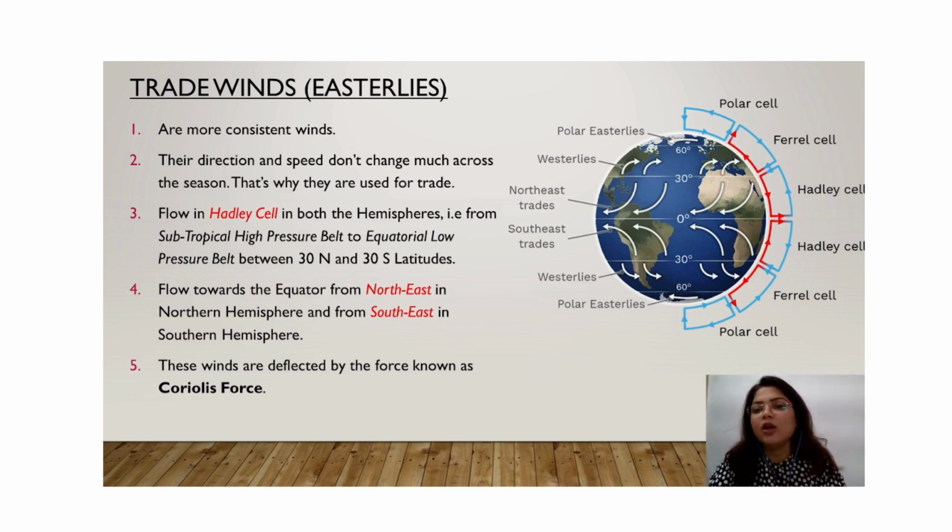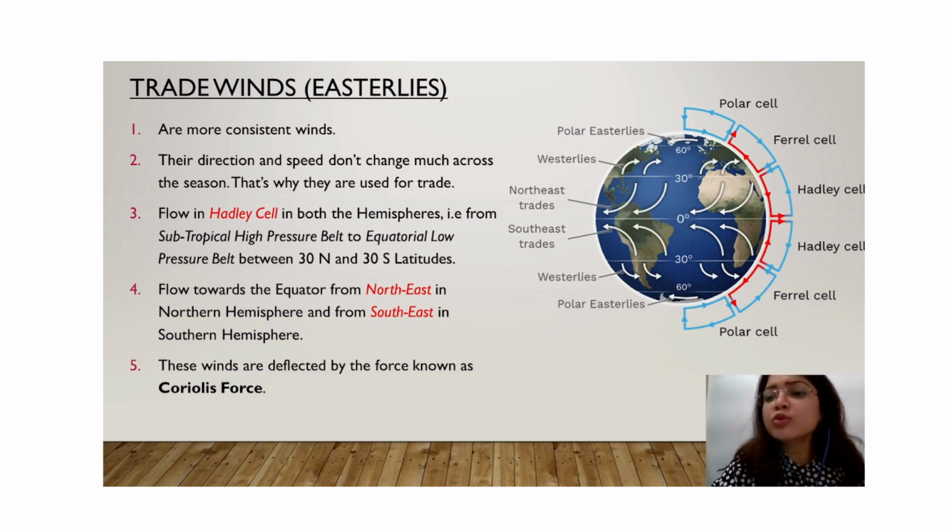Okay. Now here you can see the diagram. We have three different types of cells. One is known as the Hadley cell, the other is the Ferrel cell, and the next one is the polar cell. I'll be telling you about all these different types of cells, but firstly it's the Hadley cell. It is found between the latitudes of 30 degrees north to 0 degrees equatorial, and the same for 30 degrees south to 0 degrees equatorial in the southern hemisphere.